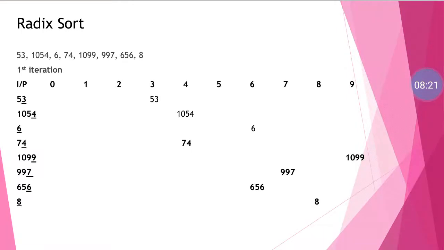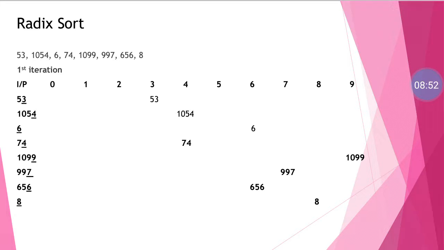Now coming to Radix sort. For bubble sort, selection sort, and insertion sort, there were a maximum of n minus 1 iterations, right? So how do we conclude the number of iterations required as far as Radix sort is concerned? Pick up the largest element. In this list the largest element is 1099. Consider the number of digits in the largest element, which is 4. So there will be 4 iterations in Radix sort.